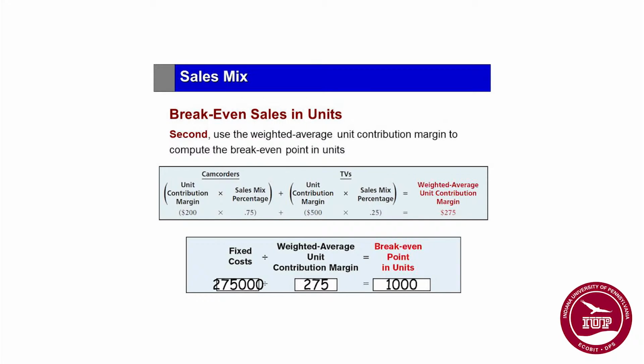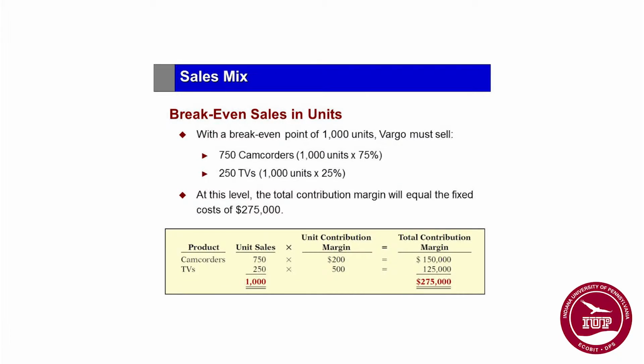These 1,000 units will be produced in the ratio of 75 to 25%. So if you take 75% and 25% of 1,000, you've got 750 units of camcorders and 250 units of the TVs. And the total contribution margin for that will be a total of $275,000.